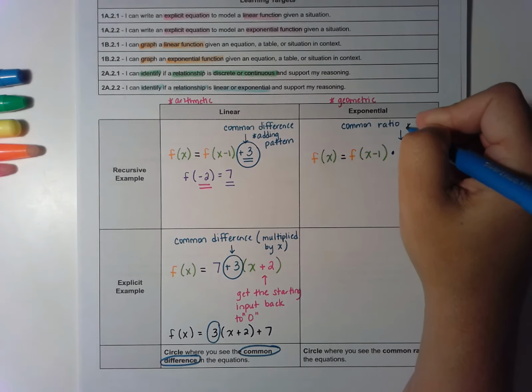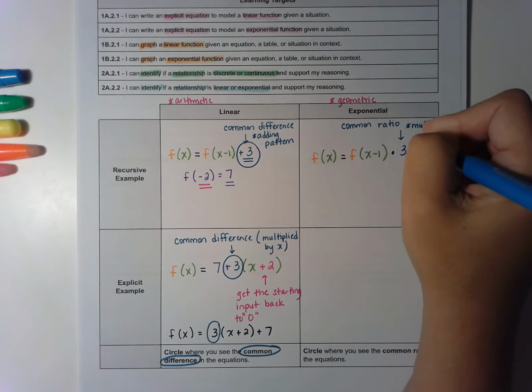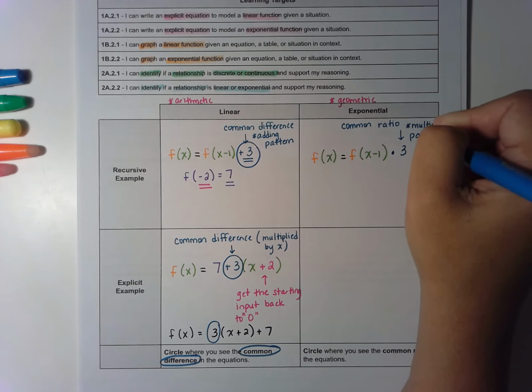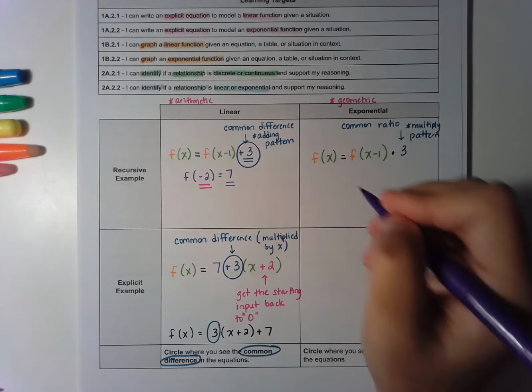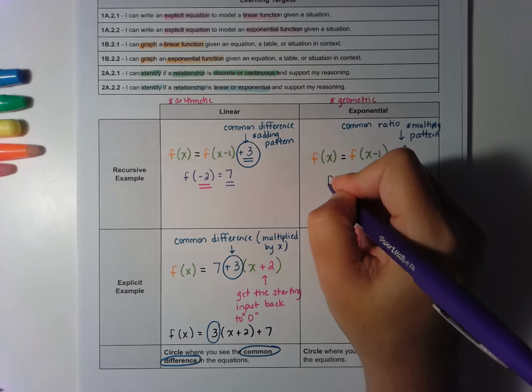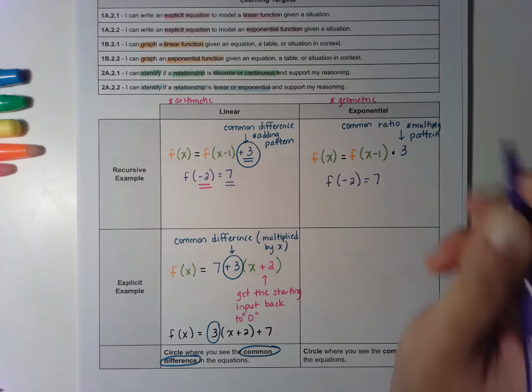Which is a multiplication pattern. It could also be dividing if this was going to be a geometric or exponential, which are the same thing. Our starting value can be the same number. F of negative 2 is equal to 7.